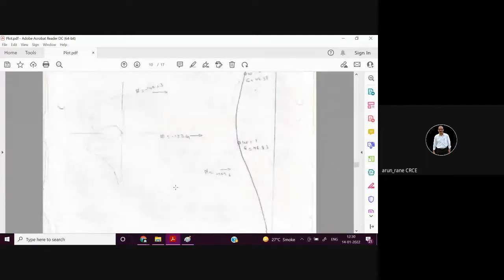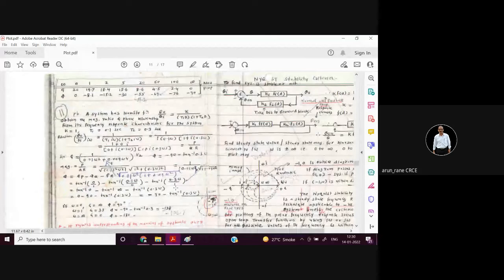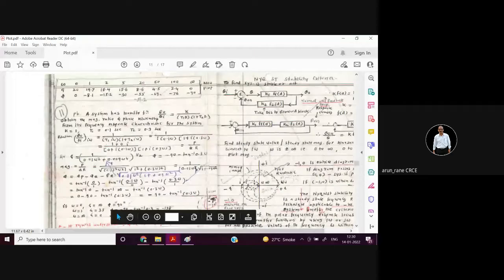And then you will see what is Nyquist plot and what is the condition for stability. There is one point minus 1 comma 0. Whether the point is inside, on the line, or outside, and how it tells you about the stability, we will see in the next class.